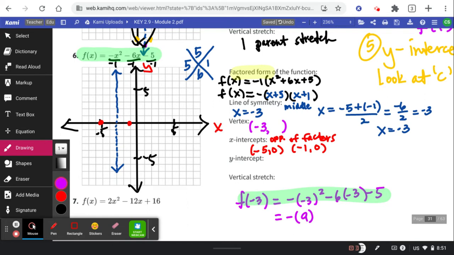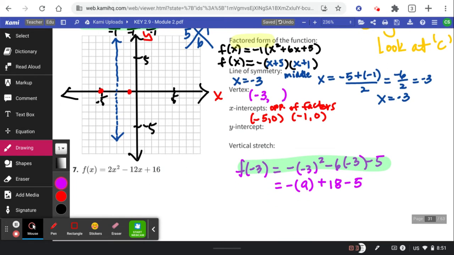It's -9 plus 18 minus 5. That's -9 plus 13, or 4. Feel free to use a calculator on any of those parts if you needed support on them. So my vertex is -3, 4, and that came from plugging in. So let's go put that on the graph. -3, up 1, 2, 3, 4.